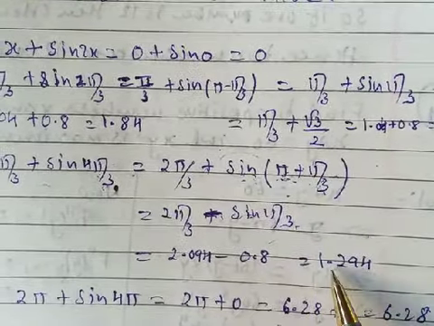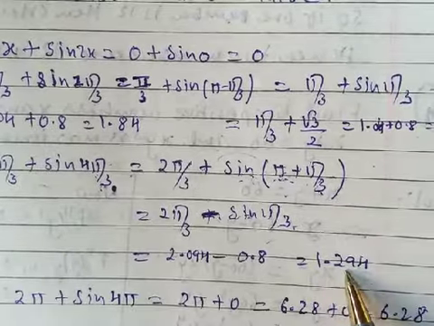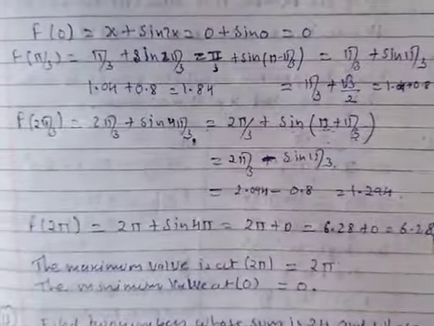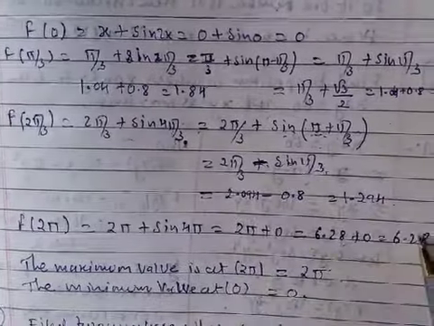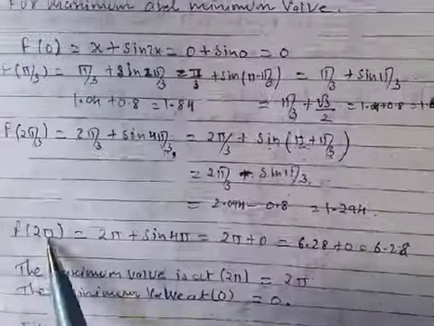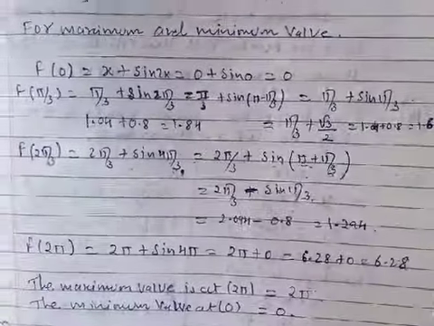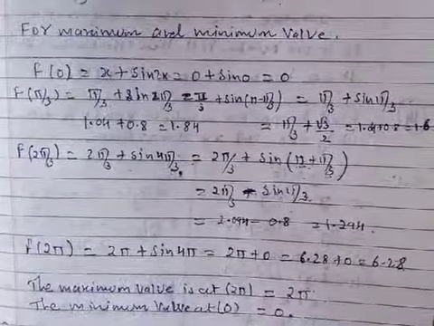If we substitute the value, we will get 1.294, and at pi it is 3.14. So it clearly shows that the maximum value is 3.14 at pi, and the minimum value is 0. Minimum value is 0, is it? At x is equal to 0. Is it clear?